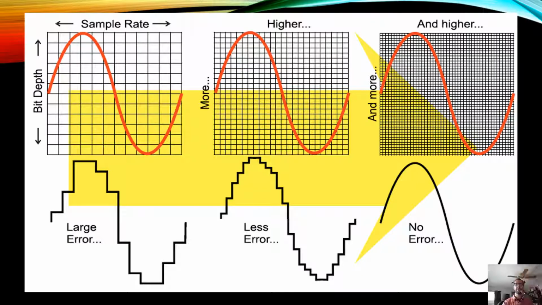You can see an even bigger version of it here, where as the sample rate and bit depth increase, we get better and better waveforms from the left where it's low bit depth, low sample rate, to the middle where it's medium, and then to the right where they're both high. The higher you go on both the sample rate and bit depth, the more accurate and close to the original analog signal your resulting waveform will be.